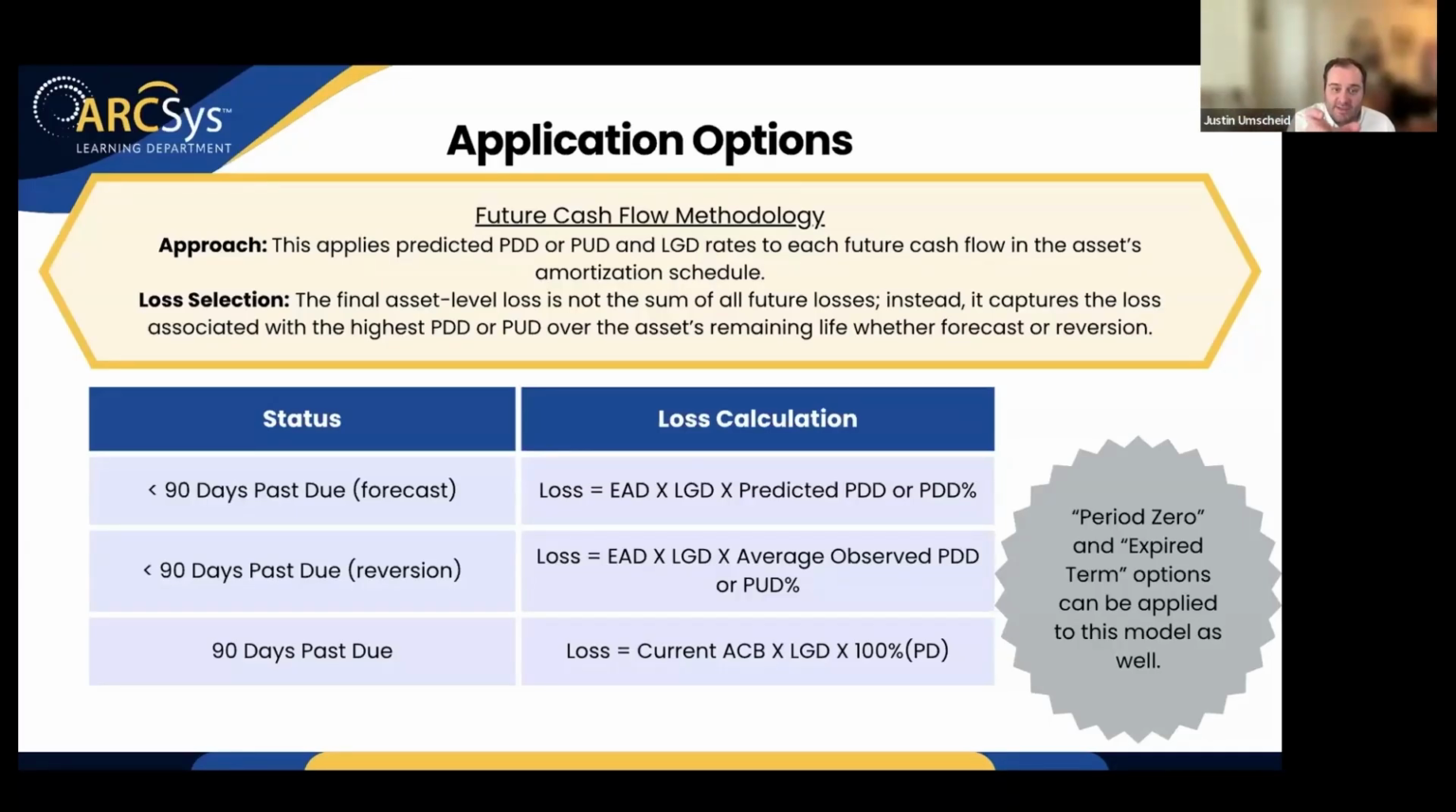So if my forecast window has the highest expectation of default, I'm going to use that EAD at that time. If my reversion rate is period of highest expectation of default, it may stretch out a little further. So we have this way to consider where loans are in their life, and the period zero expired term options that I was mentioning earlier can also be applied within a PD model, where you can build things differently based off of where a loan is in its life using the expired term option, or you can treat every loan the same using period zero and fill in the entire forecast period if you see fit.